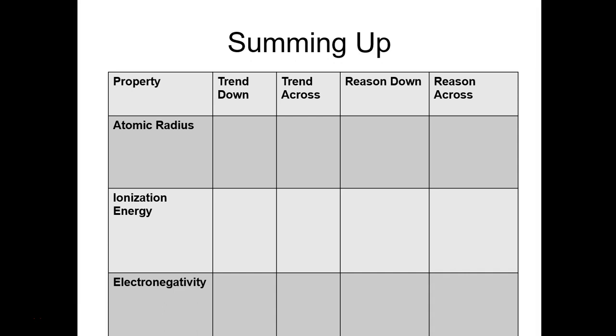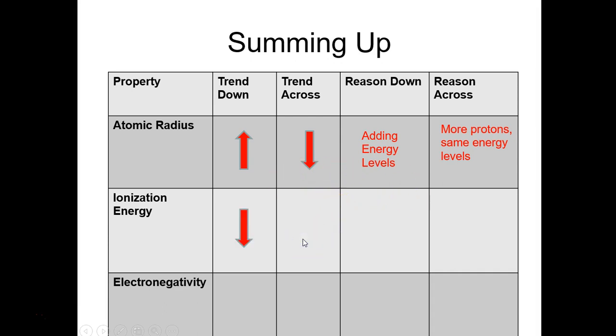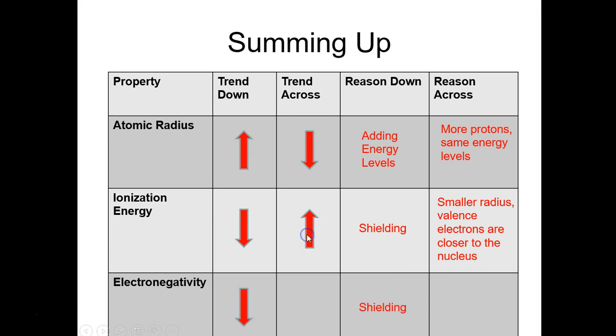So summing up the trends, atomic radius trends down as atomic radius increases, and the reason is that we're adding energy levels as we go down the group. The trend across is that atomic radius decreases. That's because we have more protons in the nucleus and the same number of energy levels. Ionization energy down a group decreases because of shielding, and across the period it increases because the atoms are smaller. Electronegativity decreases down a group because of shielding, and it increases across the period because the atoms are smaller.